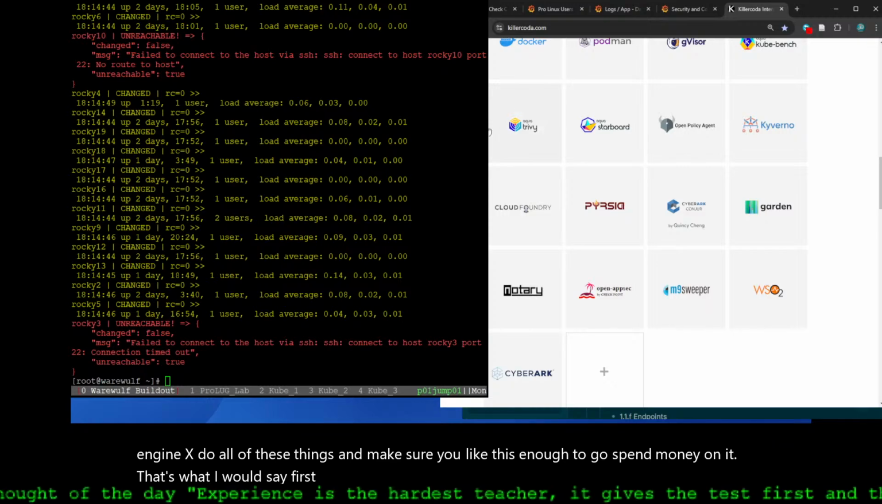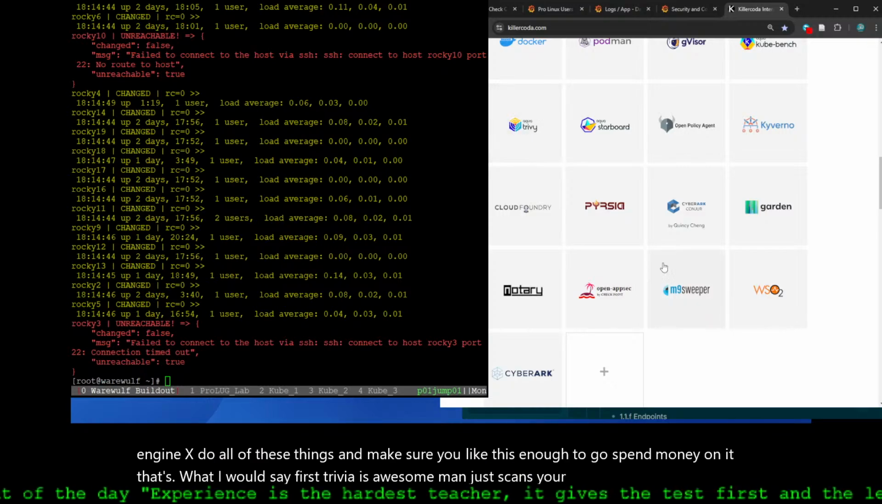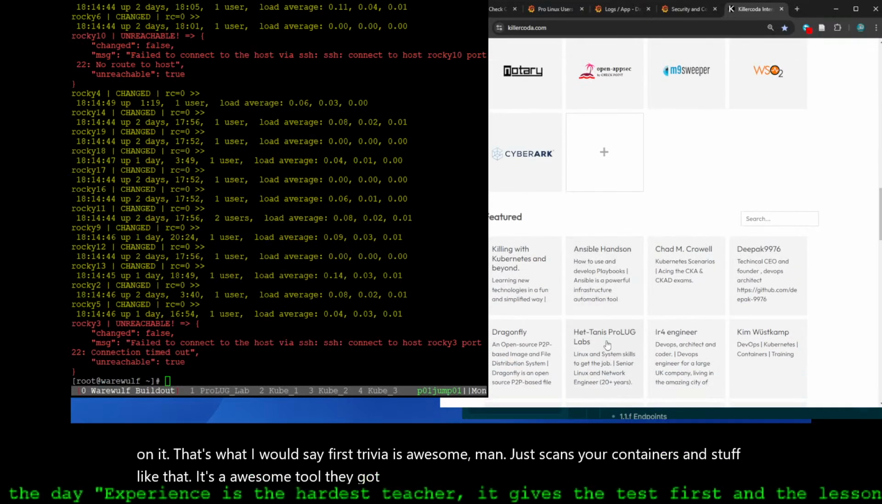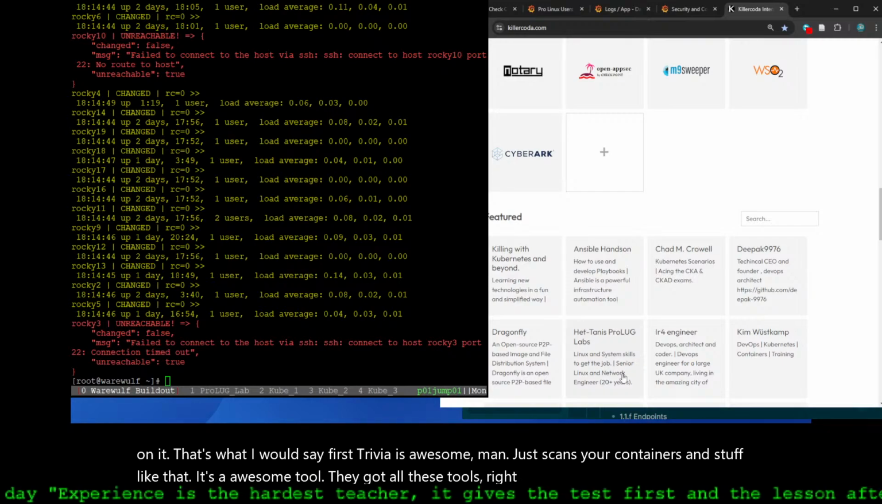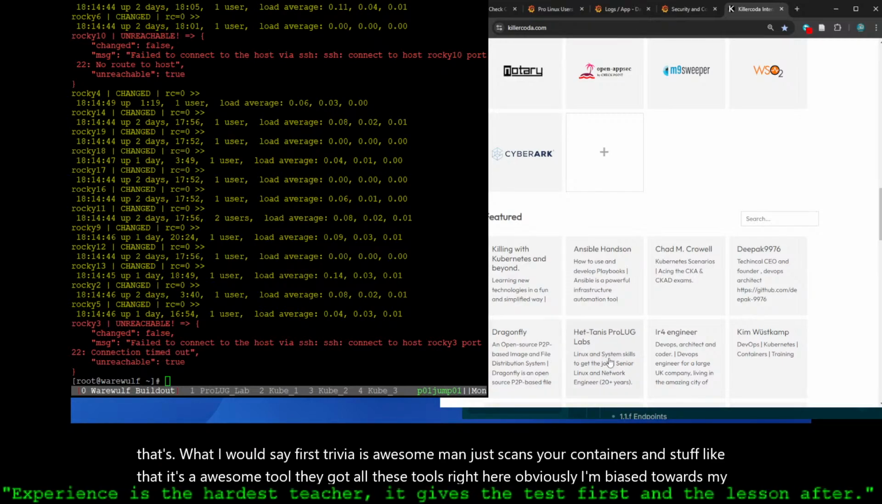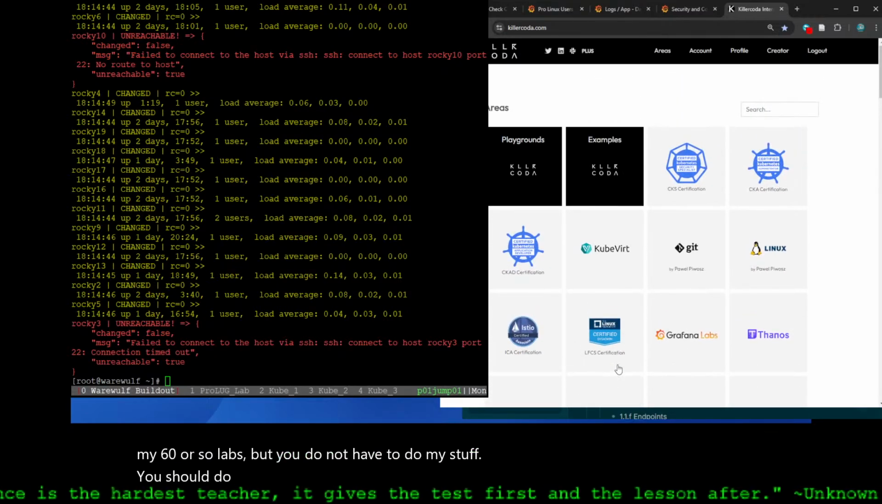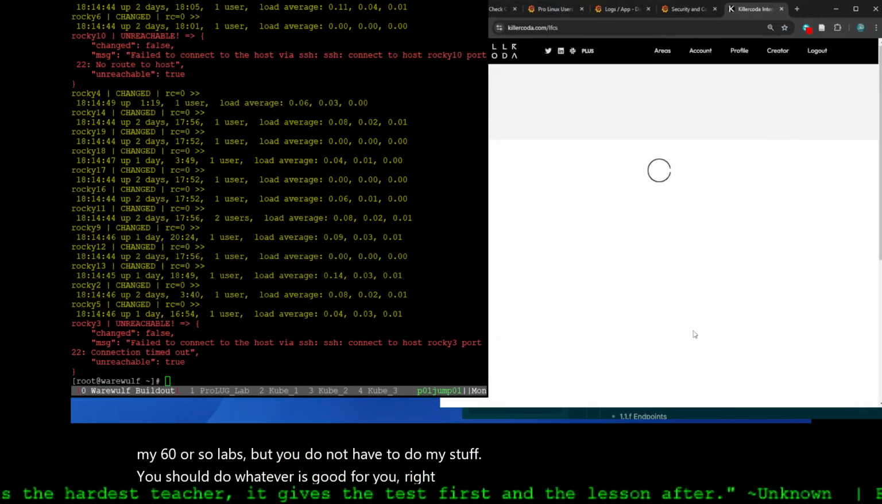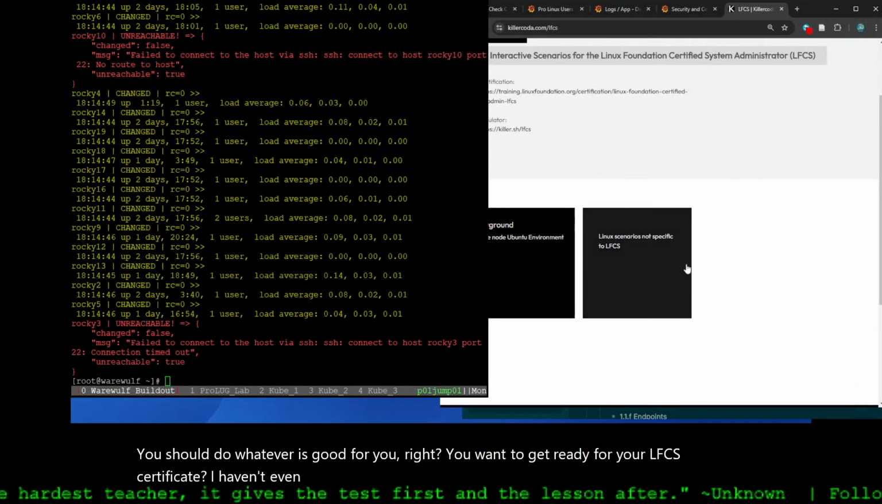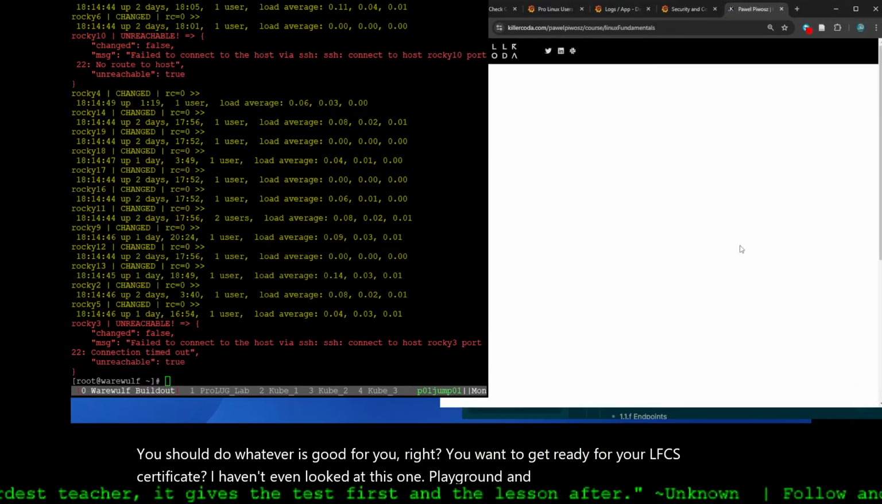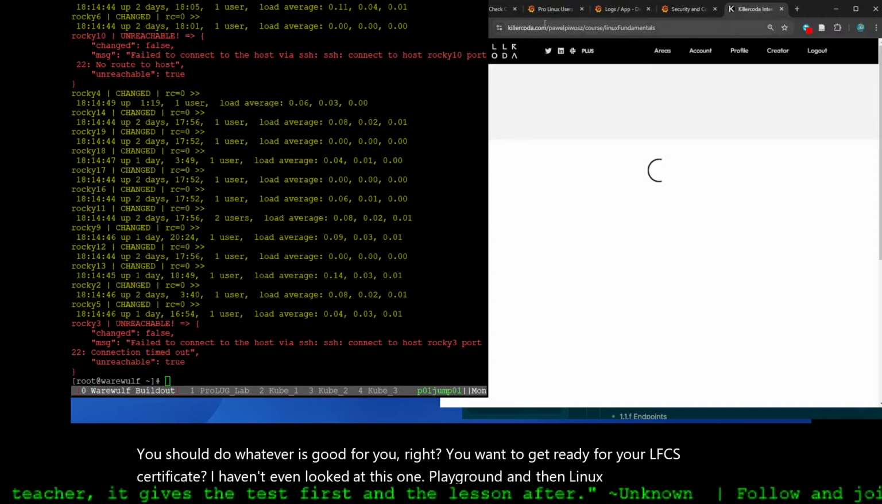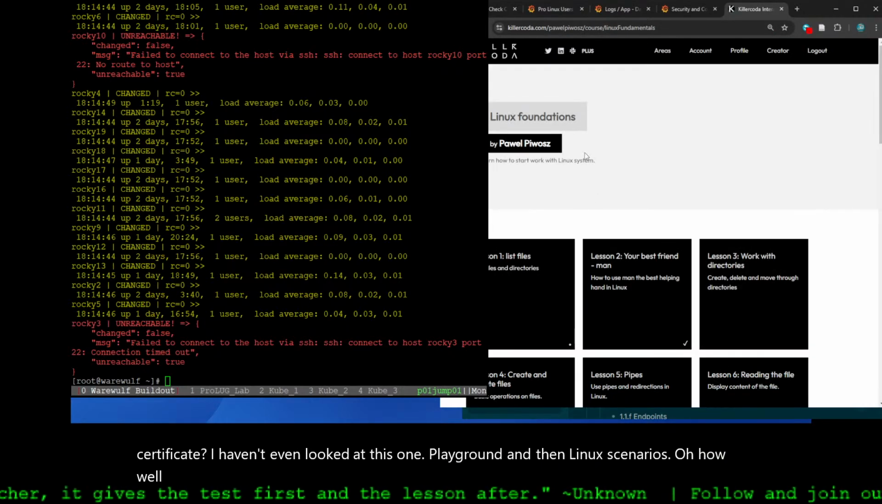Trivy's awesome, man. It just scans your containers and stuff like that. It's an awesome tool. They got all these tools right here. Obviously, I'm biased towards my 60 or so labs, but you do not have to do my stuff. You should do whatever's good for you, right? You want to get ready for your LFCS certification? I haven't even looked at this one. Playground and then Linux scenarios. Oh, Powell. So they're taking you back over to this guy.